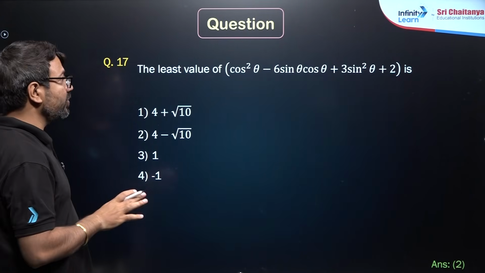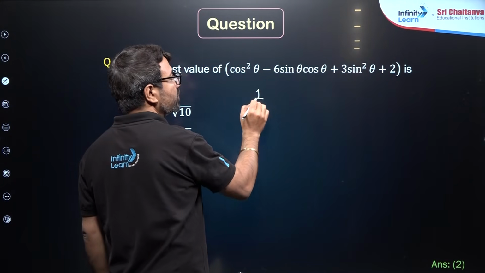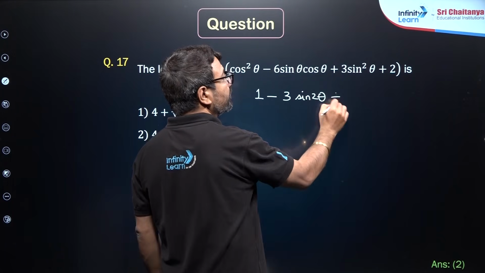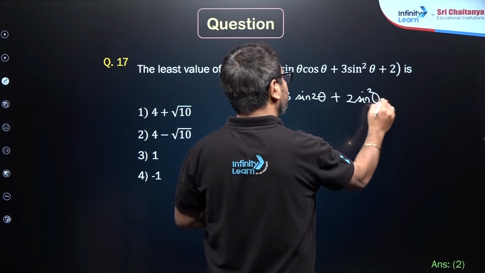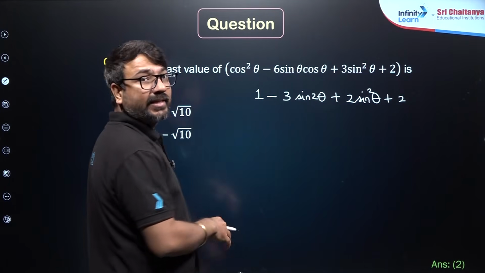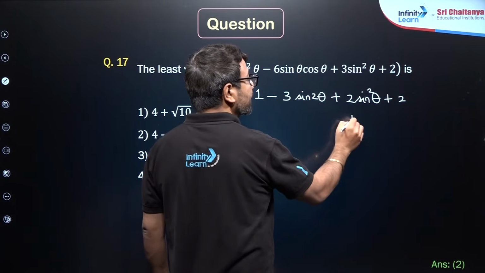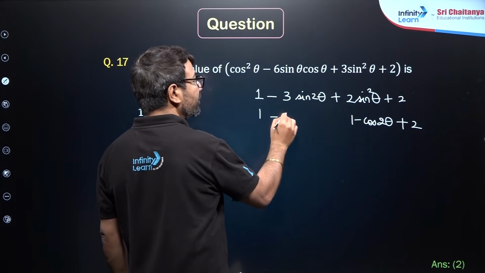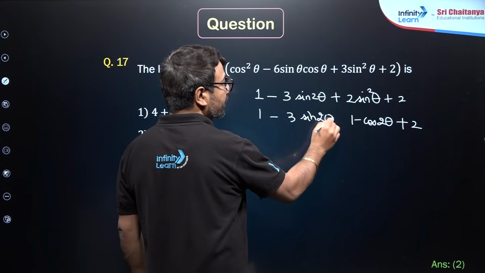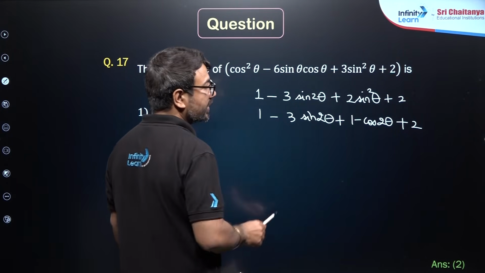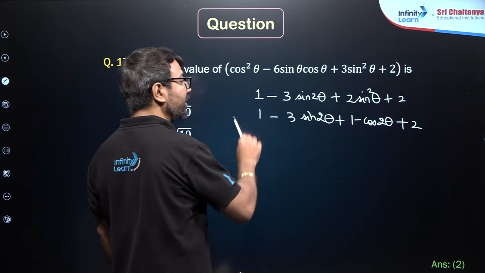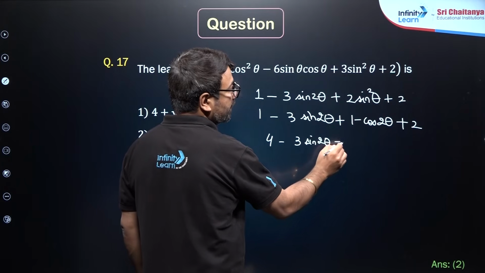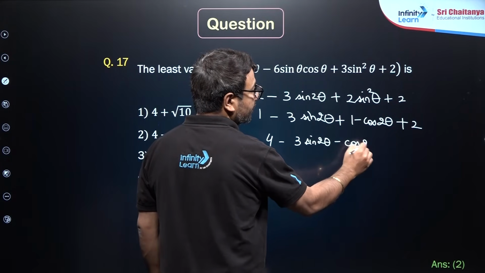So students, let's do this question. We have cos squared plus sine squared, which is 1. Then we have 3 times sine 2 theta. Then we have 2 sine squared theta. And then we have plus 2. Then what we have to do, 2 sine squared can be written as 1 minus cos 2 theta, plus 2. And here 1 minus 3 sine 2 theta I am writing. So over here, 1 plus 2 will be 3, 3 plus 1 will be 4. 4 minus 3 times sine 2 theta, minus cos 2 theta.